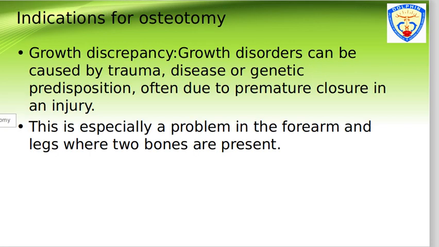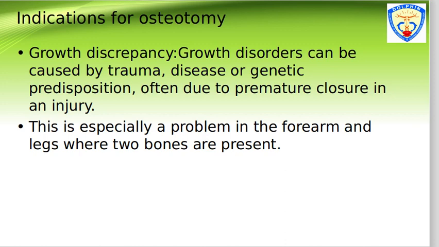Now, what are the indications of osteotomy? Means, what are those conditions where osteotomy is indicated, or where we have to go for this surgical procedure? So the first indication is growth discrepancy. Growth discrepancy can be said as growth disorders which can be caused by a trauma, disease or a genetic predisposition, often due to premature closure in an injury. This is especially a problem in the forearm and legs, where two bones are present.